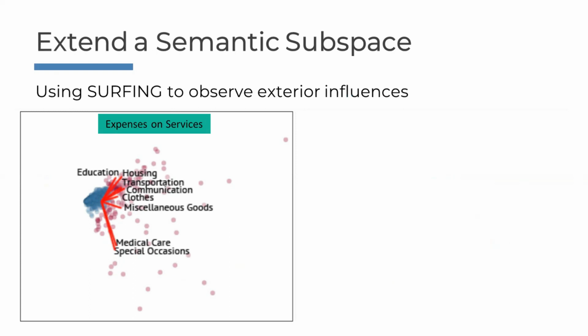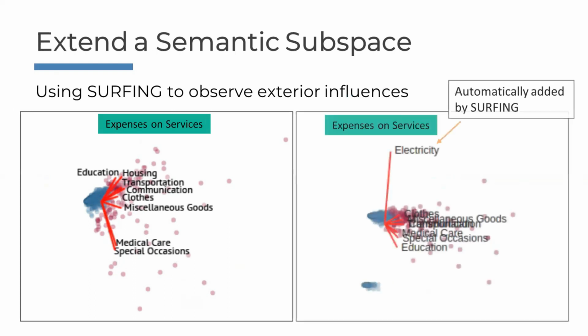We can now add other dimensions using surfing, because surfing is an algorithm that will opportunistically find the best dimension that can further cluster a subspace, right? So let's identify certain clusters. We run surfing, and we'll find what's very interesting at the bottom: the dimension electricity is being added, which comes from a utility subspace, right? We have the service subspace. Now we're adding electricity from the utility subspace.